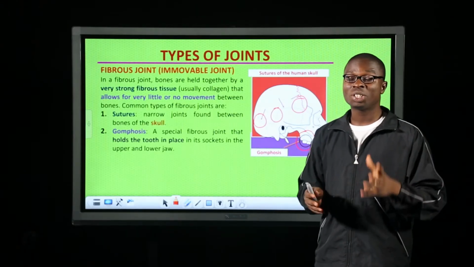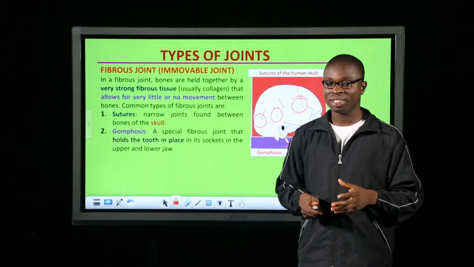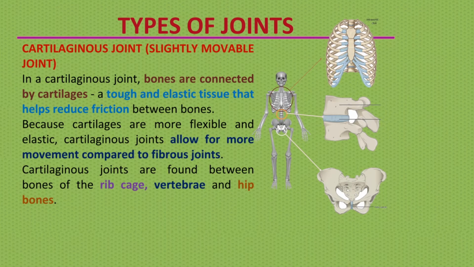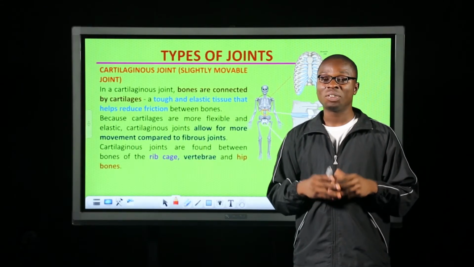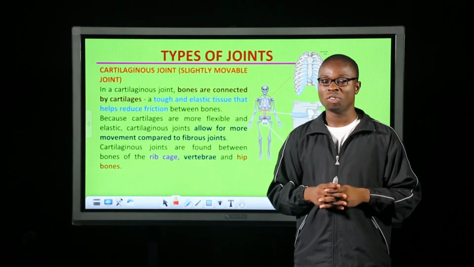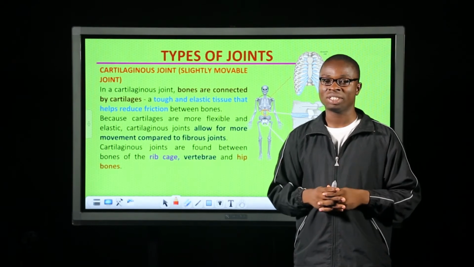Next, let's talk about cartilaginous joints. In a cartilaginous joint, bones are held together by means of cartilages, which are tough and elastic tissues which help reduce friction between bones. They are elastic and more flexible, and for this reason, they allow for relatively more degree of movement compared to fibrous joints.